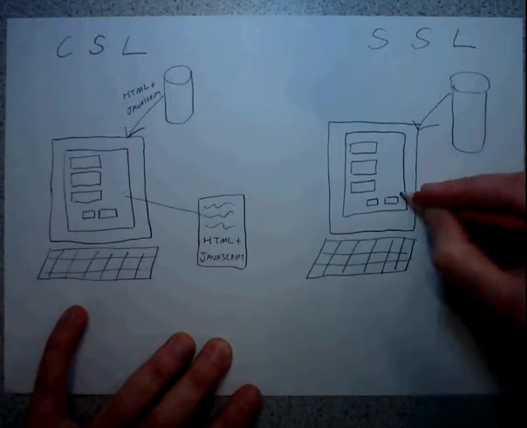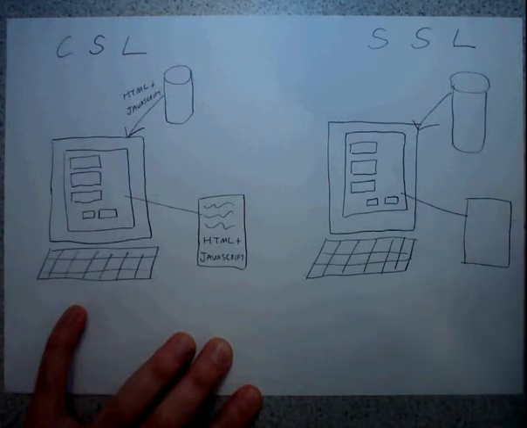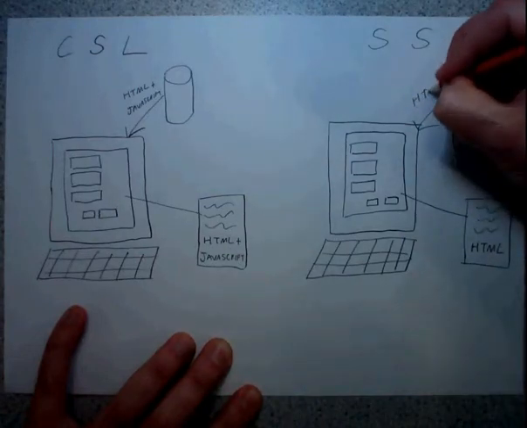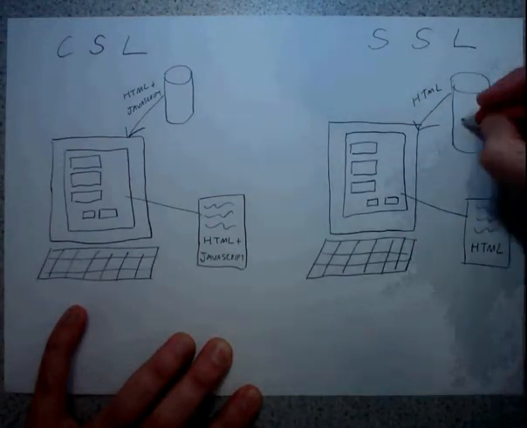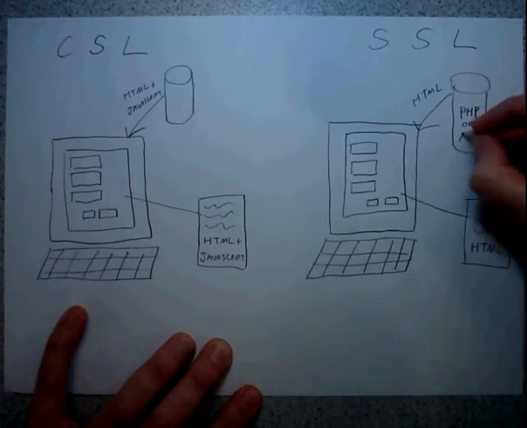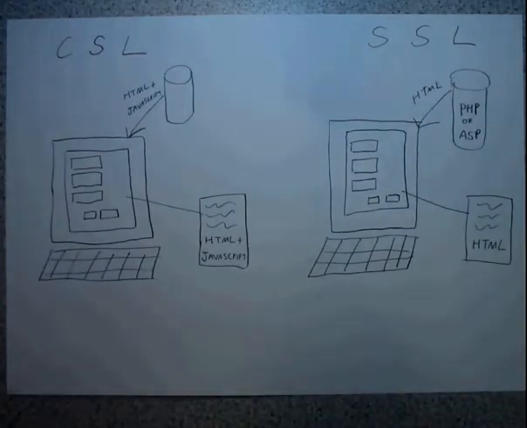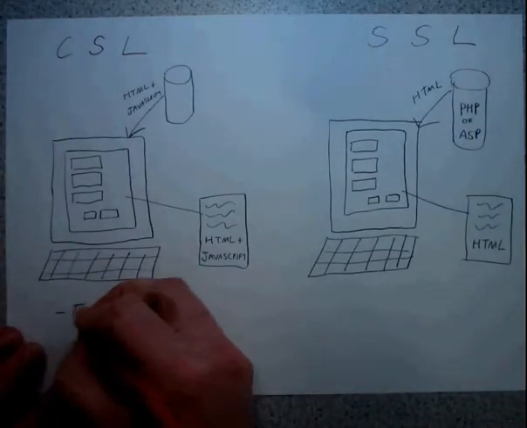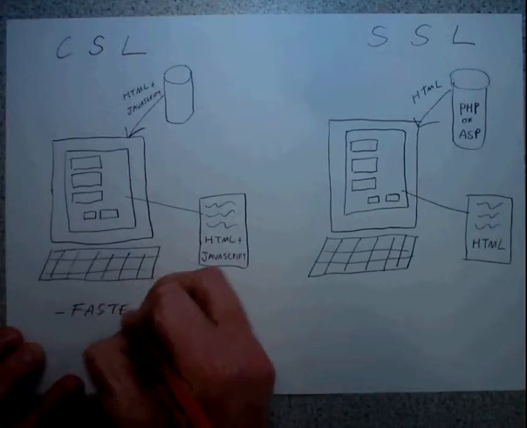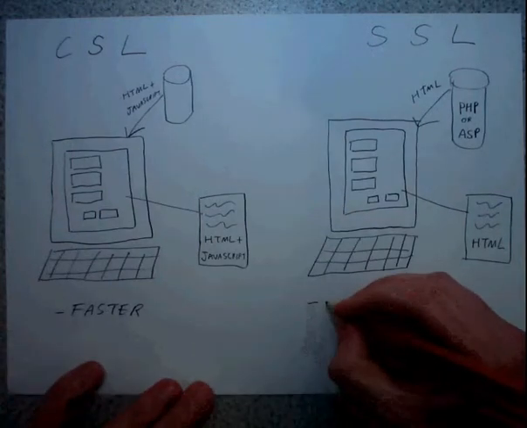Now with a server-side language, if we were to right-click on the file and look at the source code, all we would see would be the HTML. We wouldn't see any of the programming logic. That's because the server only sends over HTML. Now server-side languages, examples are things like languages like PHP or ASP, and everything there gets executed on the server, so only HTML gets sent over.